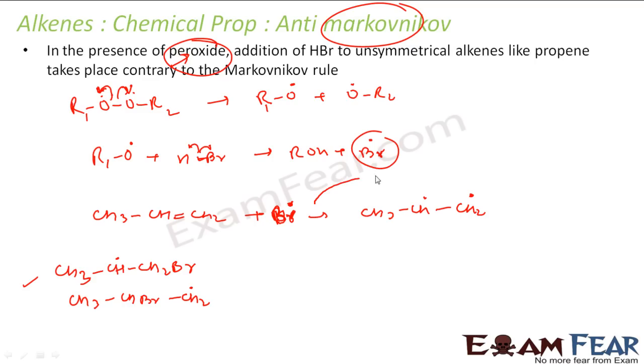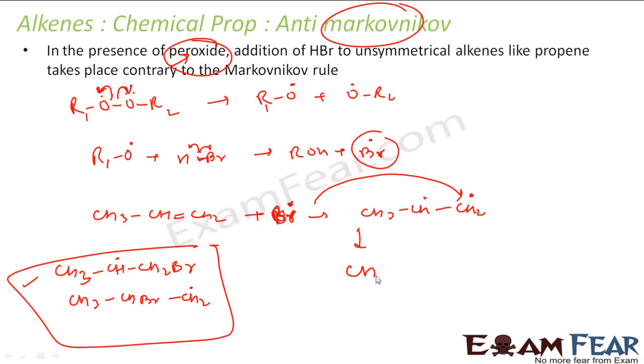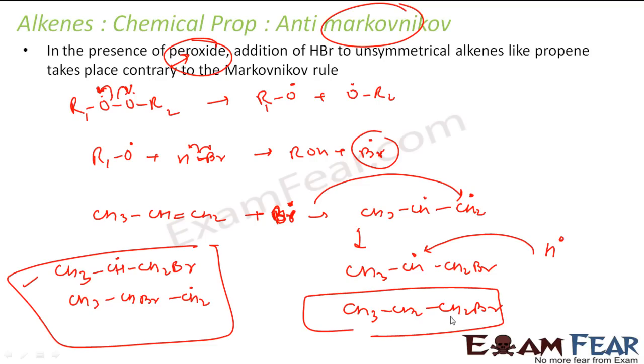So the bromine will attack here, and you will get CH3 CH dot CH2Br. And in this, now my H free radical will be added and I will get this product. So if you see, this is anti-Markovnikov, correct? The bromine is added at the terminal carbon. And this happens only in the case of HBr, and that too, only in the presence of peroxide.